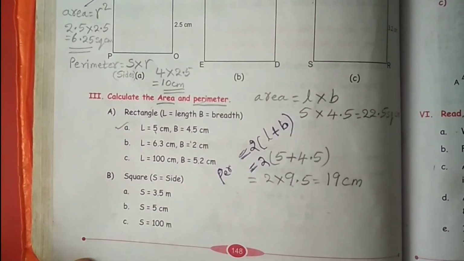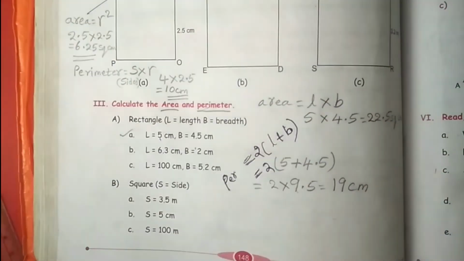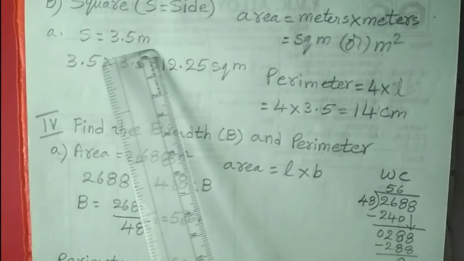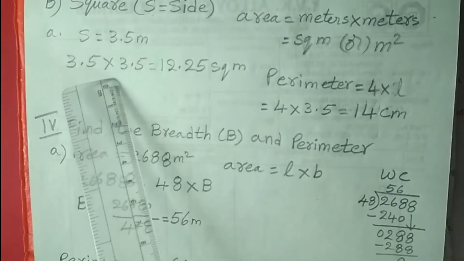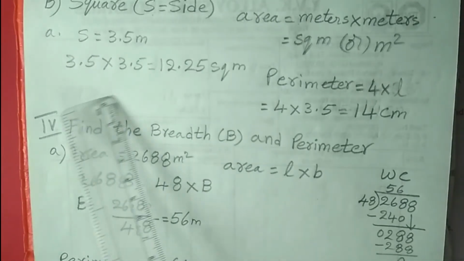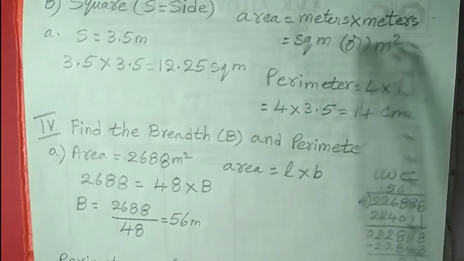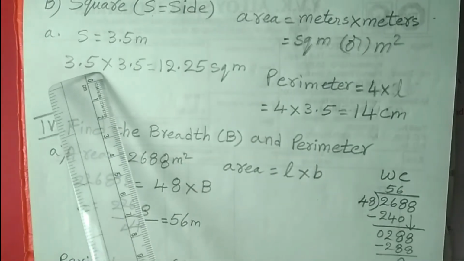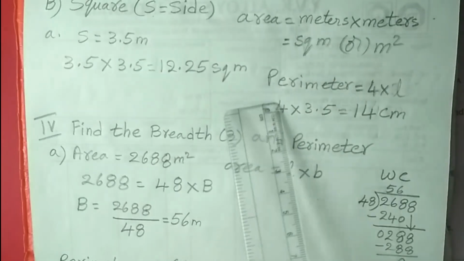Or shall I write it for you? Or I will show you in this working column. In this book I have done it for you. Now see. B bit. Square, S equal to side. How much is S here? 3.5 meters. So what's the formula for this? Area is equal to meters into meters, that equals square meters, or we can write it as square meters like this. Okay, so 3.5 into 3.5 is 12.25 square meters.